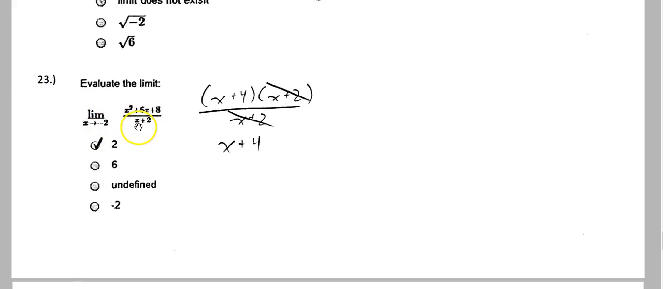Here's another one. We're plugging in negative 2 right away. It causes a problem because you end up with 0 in the bottom of a fraction. However, if you do some factoring on top and bottom, in this case we were able to factor the numerator, that made the x plus 2's cancel. So now with what's left, there's no problem with plugging in negative 2. So negative 2 plus 4 ends up equaling positive 2 after we factor and cancel.